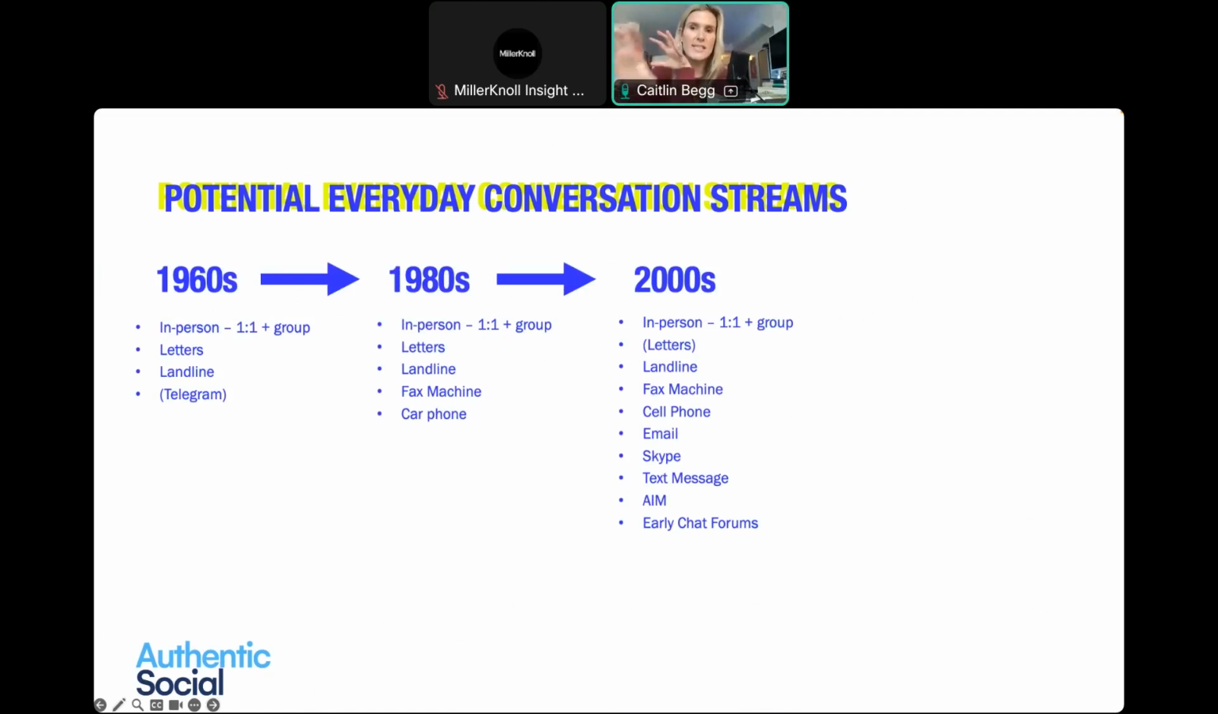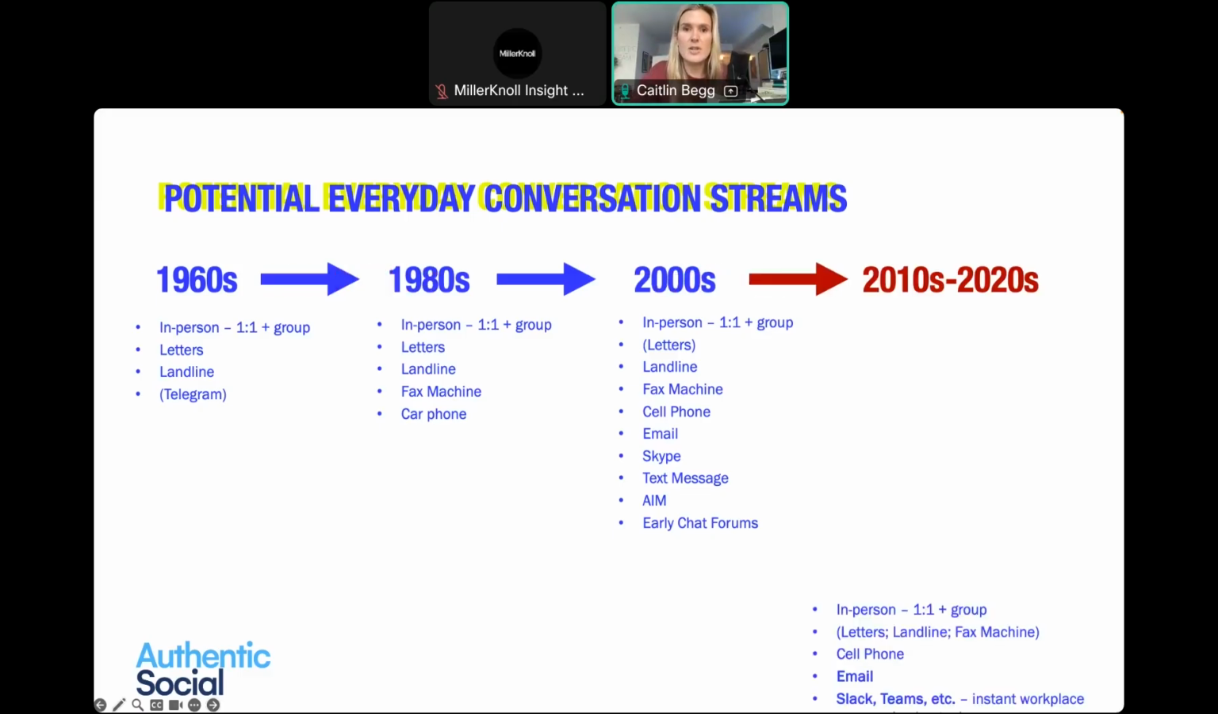However, a big difference here is that it's not embodied. You are still largely having to sit down at a computer, have dial-up internet, and wait for this type of communication. You're not able to bring it with you wherever you go. This has really changed in the 2010s and the 2020s.